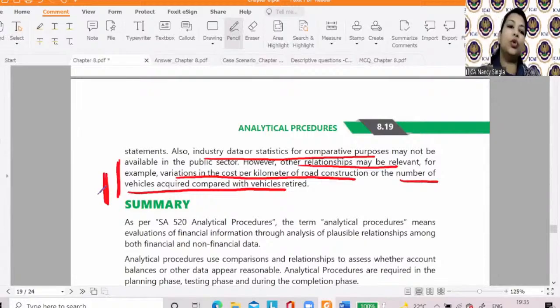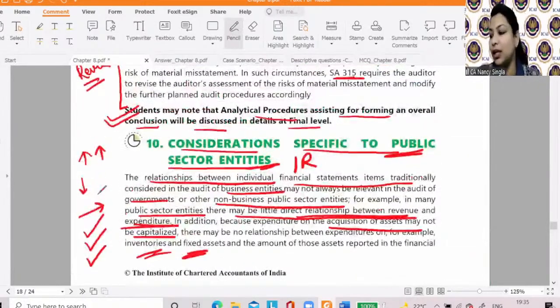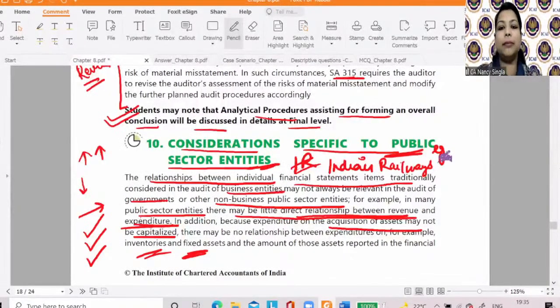ठीक है. So IR से I mean Indian Railways. Parth Shah, Indian Railways. I gave you an example. I'm not talking about any ratio here, है ना. Railways. So this is what example.